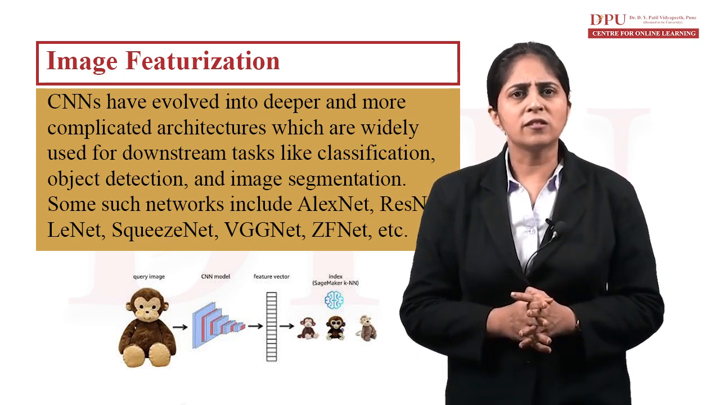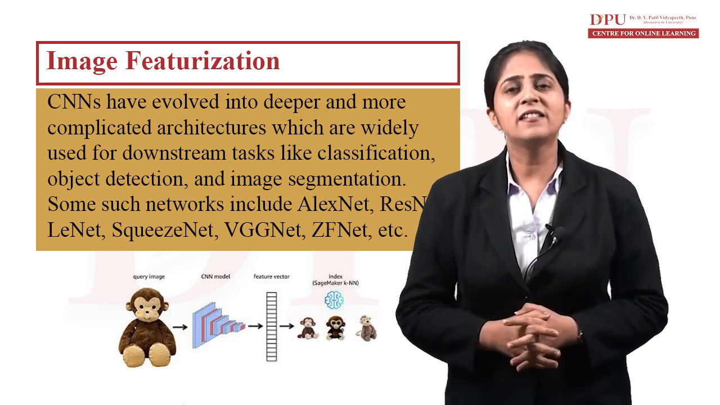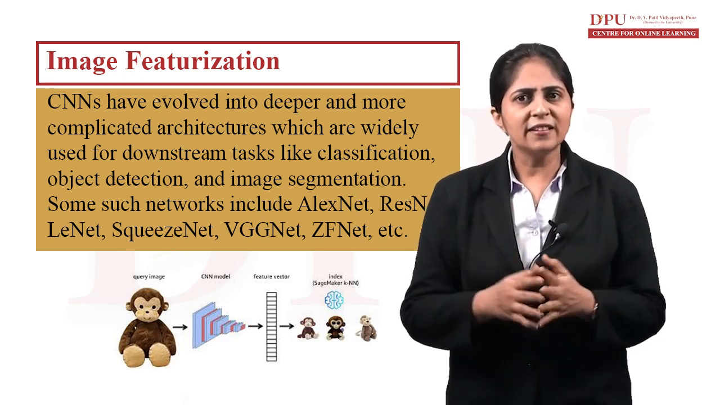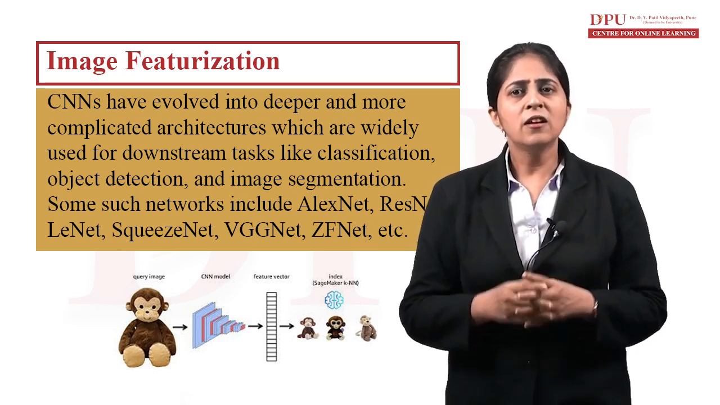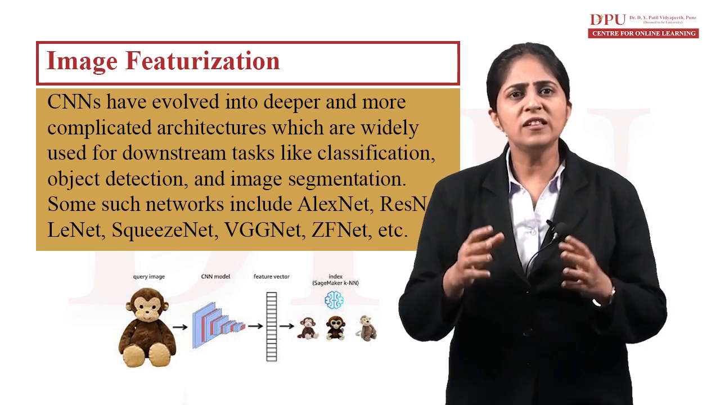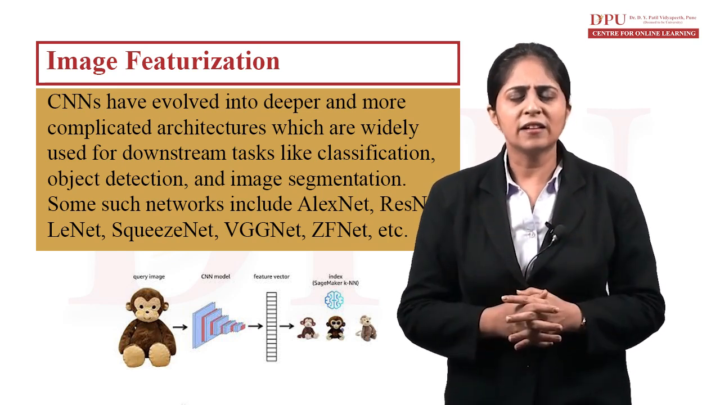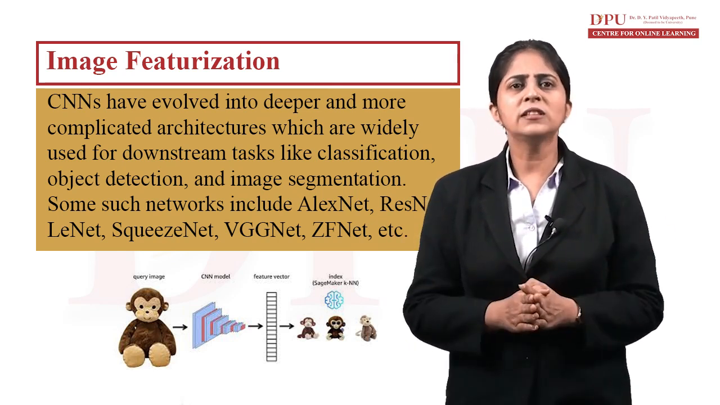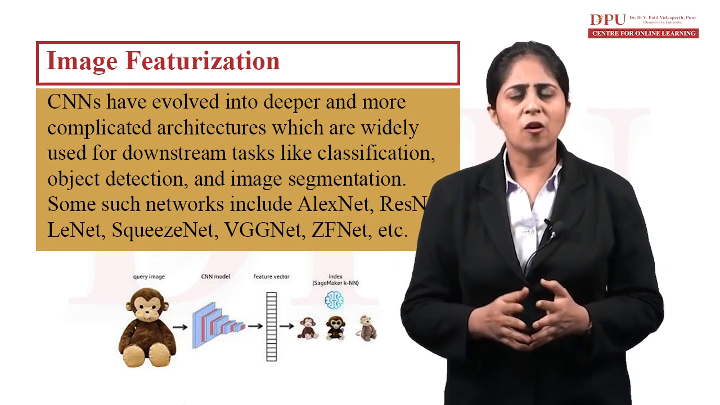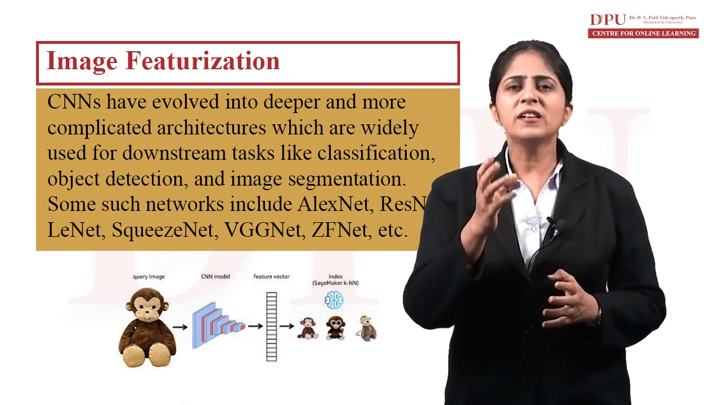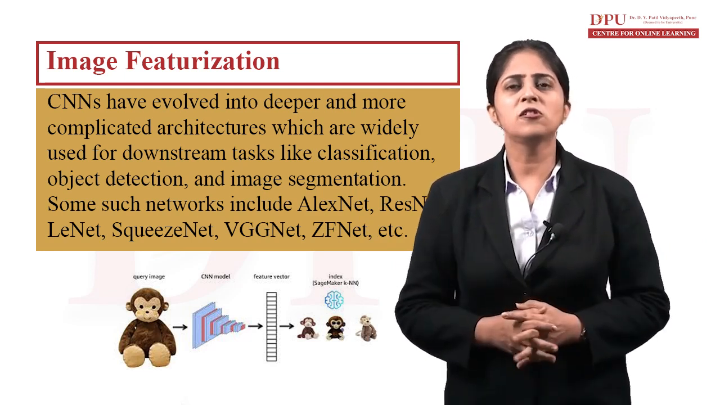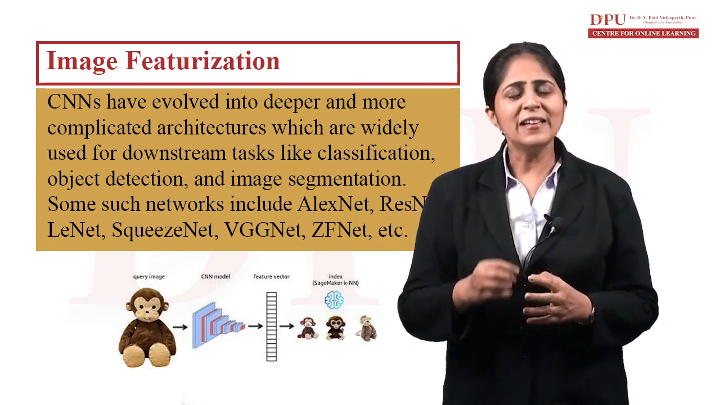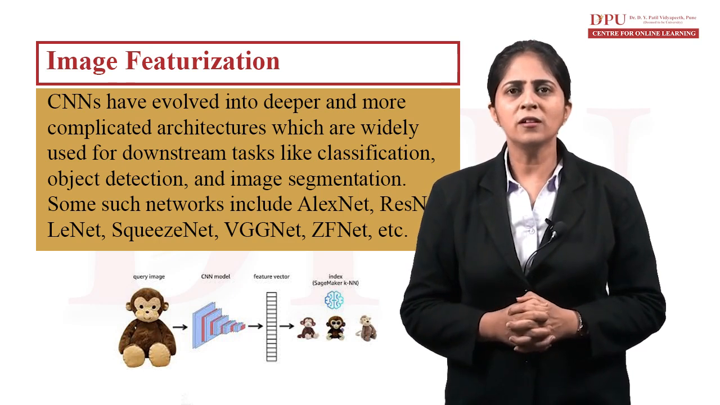Some such networks include AlexNet, ResNet, LeNet, SqueezeNet, VGGNet and ZFNet. So there are many networks which are formed on the basis of this, which can extract all the features of the image. Why is this image featureization important?